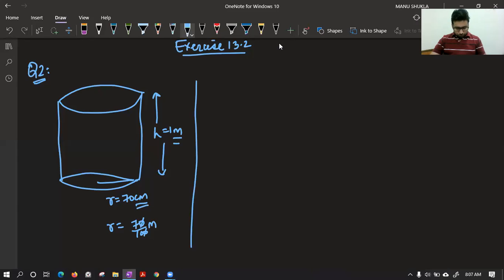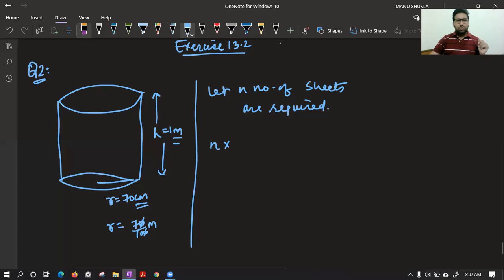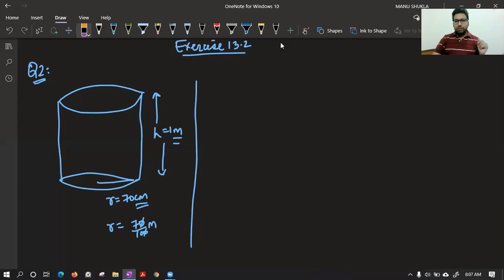We all know, let n number of sheets be required. Suppose we are thinking that n number of sheets are required, these metallic sheets. So how will you write the problem statement? You can say n into, yes class, anyone? No, it is not like that. It is simple. Simply we have to find the TSA only in this case, because they are not giving the dimension of the sheets. Simply we have to find the TSA.